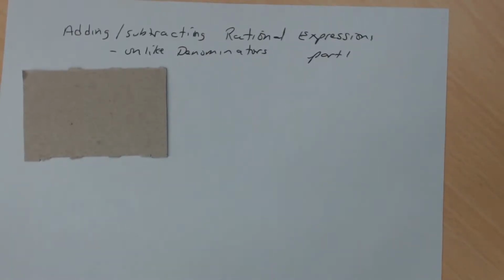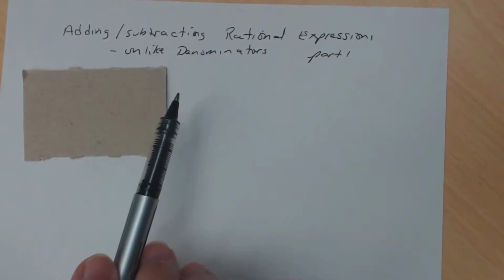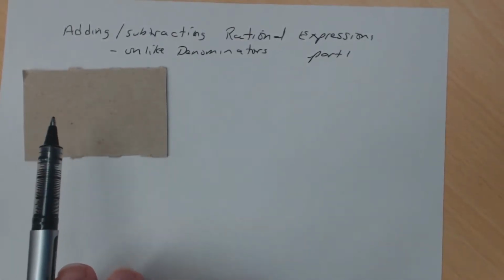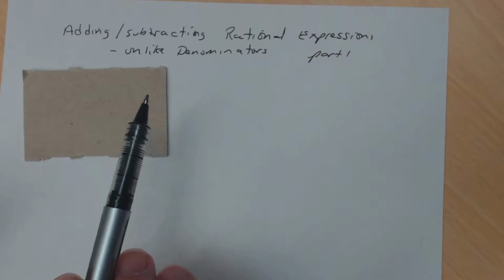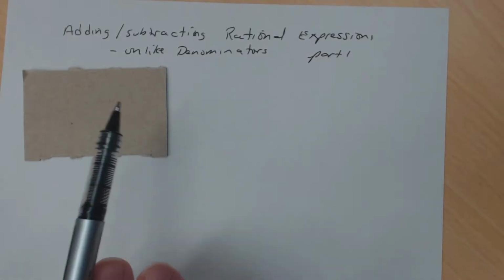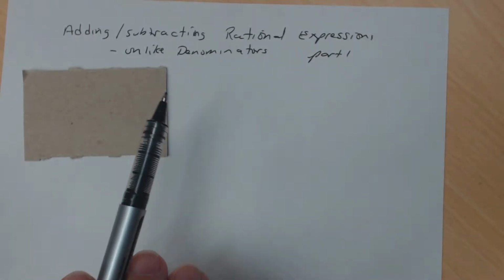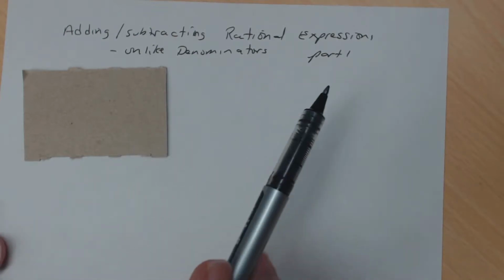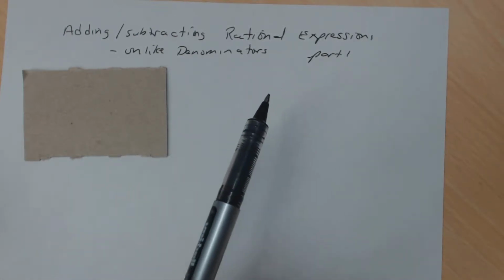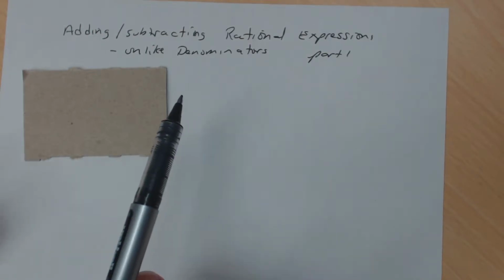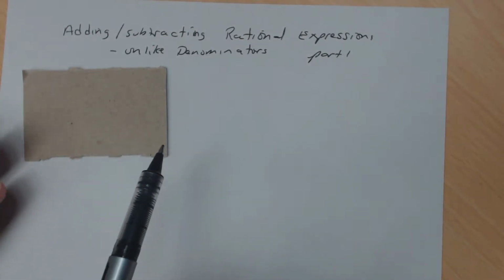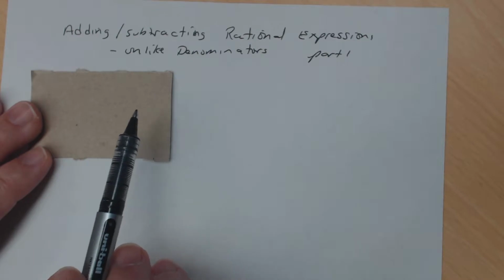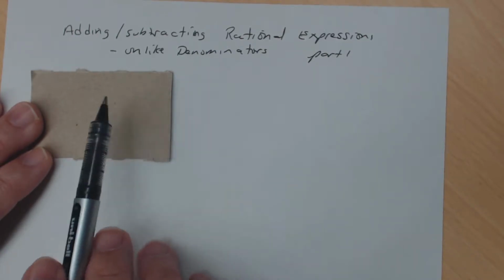Okay, so in this lesson we're going to add and subtract rational expressions with unlike denominators. In the previous lesson you added and subtracted rational expressions with like denominators, so these would be unlike. In this lesson we're also going to talk about writing equivalent fractions. So this is going to be part one. I'm going to divide the problems into two parts. Now before we move on, let's review something from a previous course.